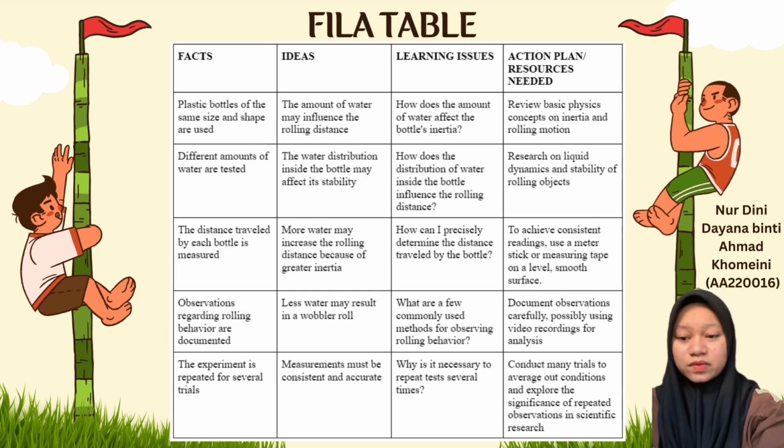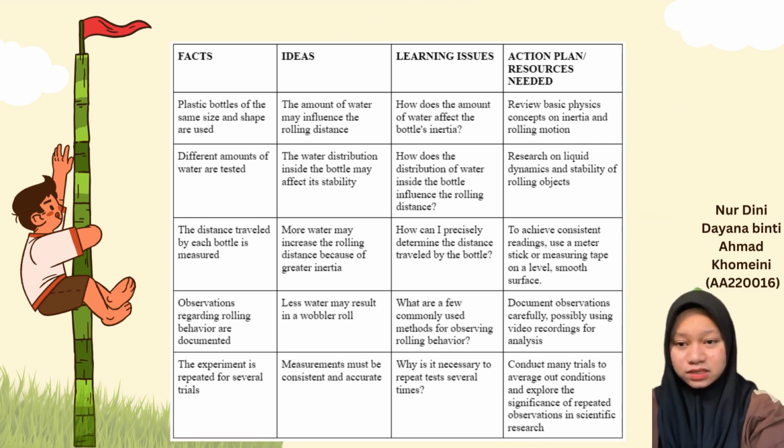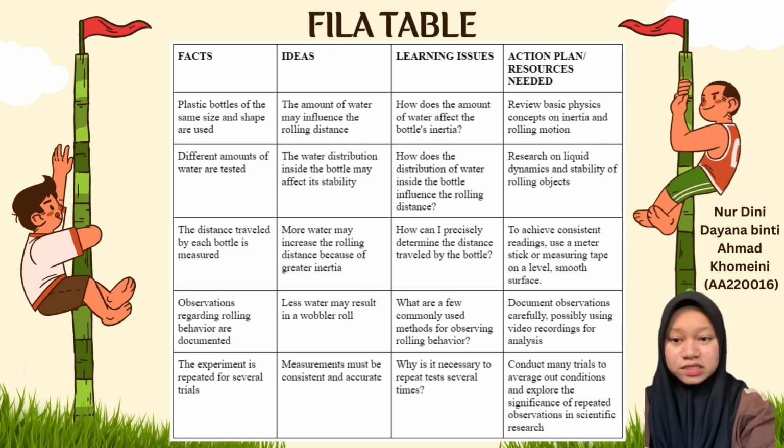For number 5, the fact is the experiment is repeated for several trials. The idea is measurement must be consistent and accurate. For the learning issues: why is it necessary to repeat tests several times? And lastly, for the action plan, we need to conduct many trials to average out conditions and explore the significance of repeated observation in scientific research.